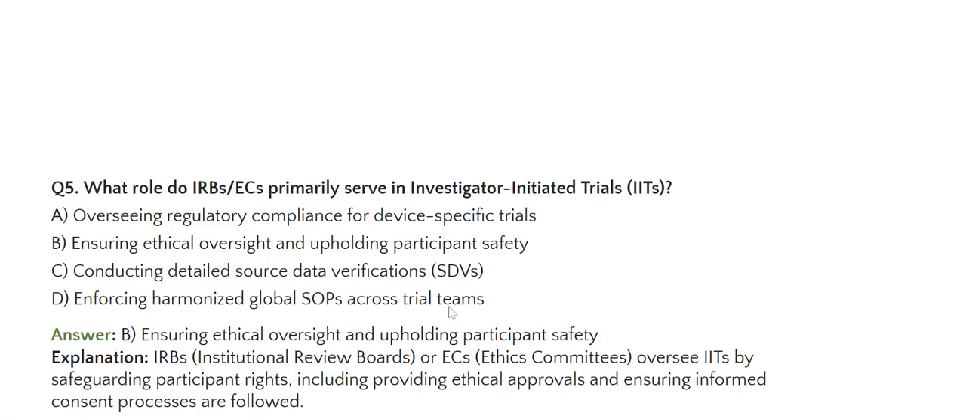So the IRB's main, primary and most significant role is ensuring and maintaining participant safety. So the applicable one is B, ensuring ethical oversight and upholding participant safety. How to ensure participant safety and maintain it? By ensuring and overseeing that the ethical standards are being followed. So B is the answer.